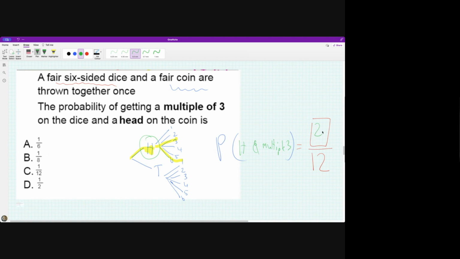But now there's no 2 out of 12 here. So what option should be the correct one? Well, 2 out of 12 is the same as 1 out of 6.